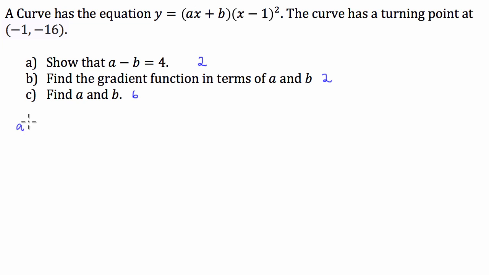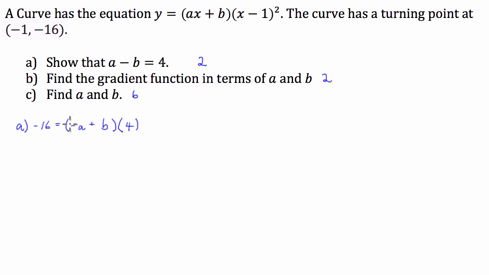So we're going to have -16 is equal to a times x, where x is -1, so we're going to have negative a plus b, multiplied by -1 minus 1 is -2, squared is 4. So here is what we've done when we substitute this coordinate point in.